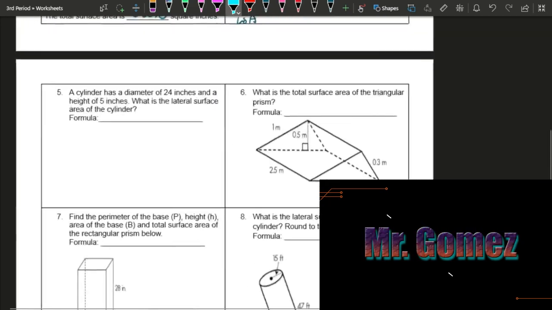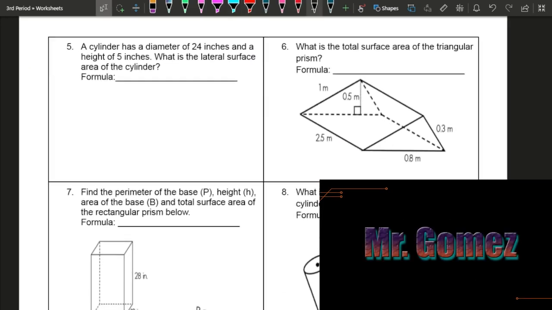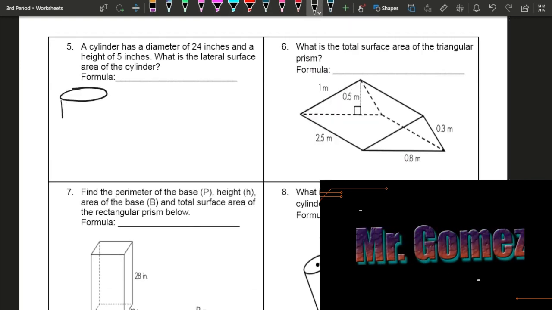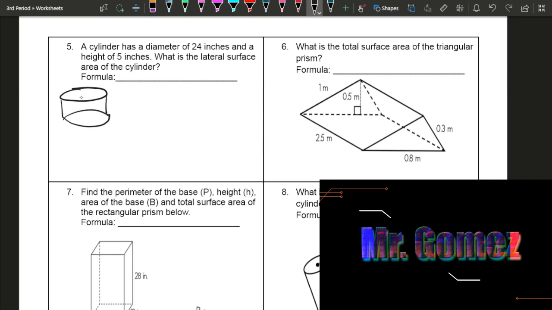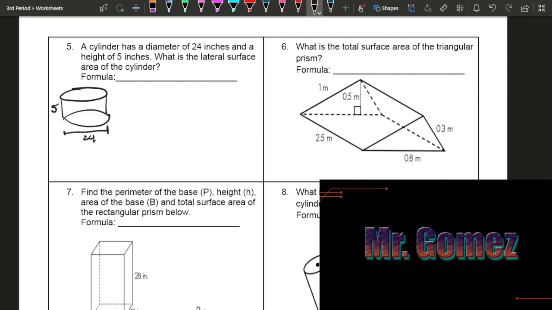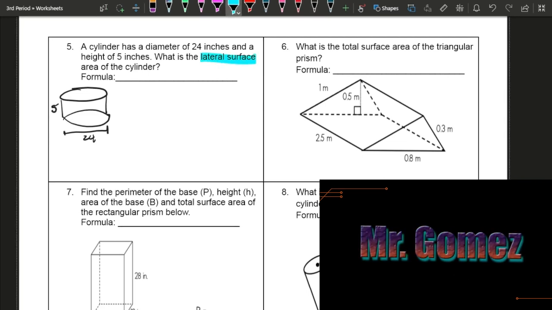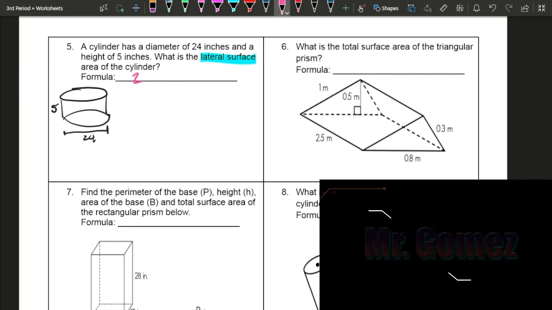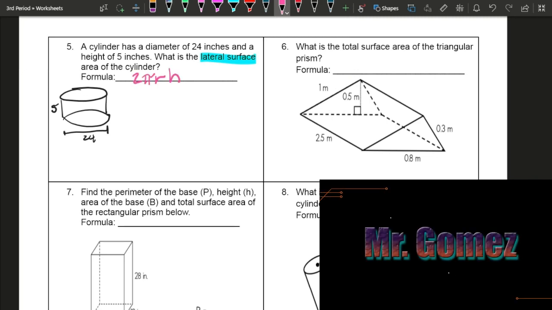All right, number 5, we have a cylinder that has a diameter of 24 and a height of 5 inches. What is the lateral surface area? And for the lateral surface area, we're just going to use the left side of the equation, which is going to be 2 pi r h. So what do I know about this one? Do I know my radius? No, they gave me the diameter is 24. So my radius is what?